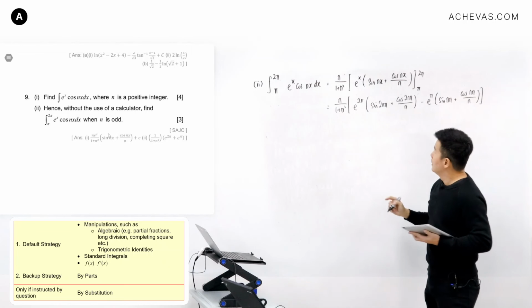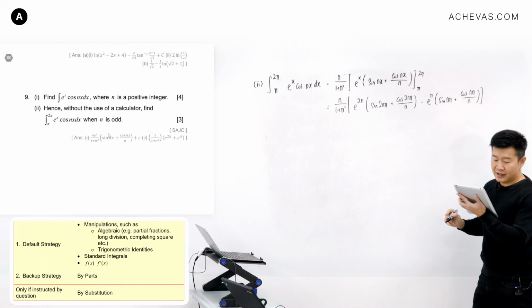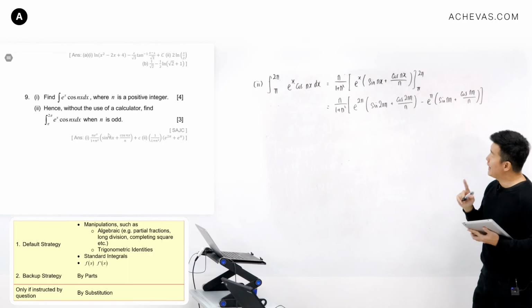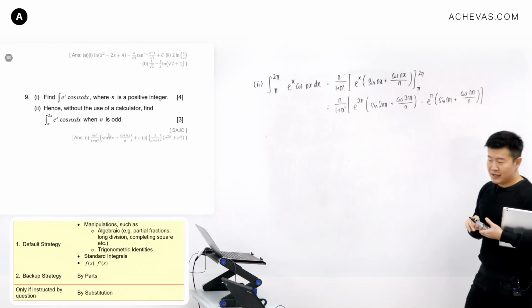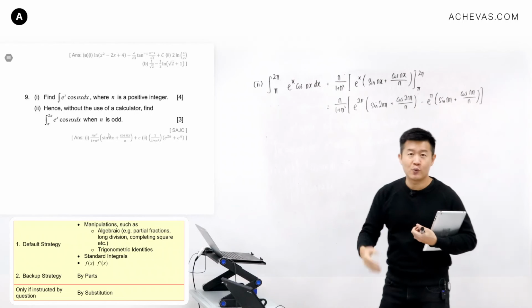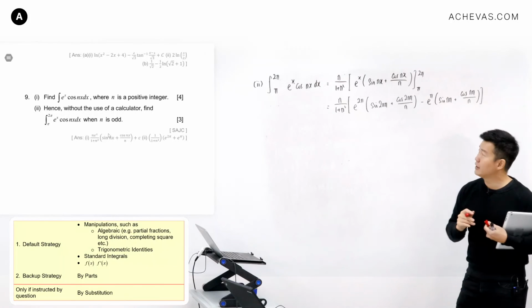We have this. I don't think we need to do much about this e to the power of 2 pi and e to the power of pi, but we can do something about this, and this. You can either use a graph or you can just write down a few values for you to see the pattern. What do I mean by write down a few values?